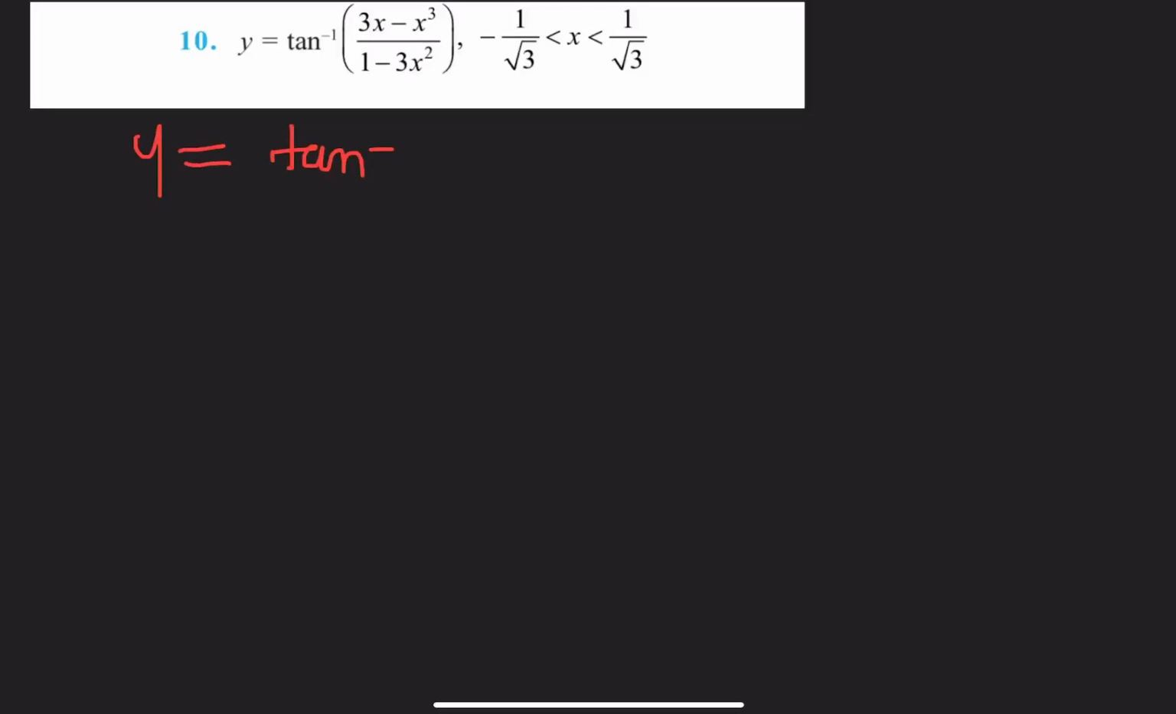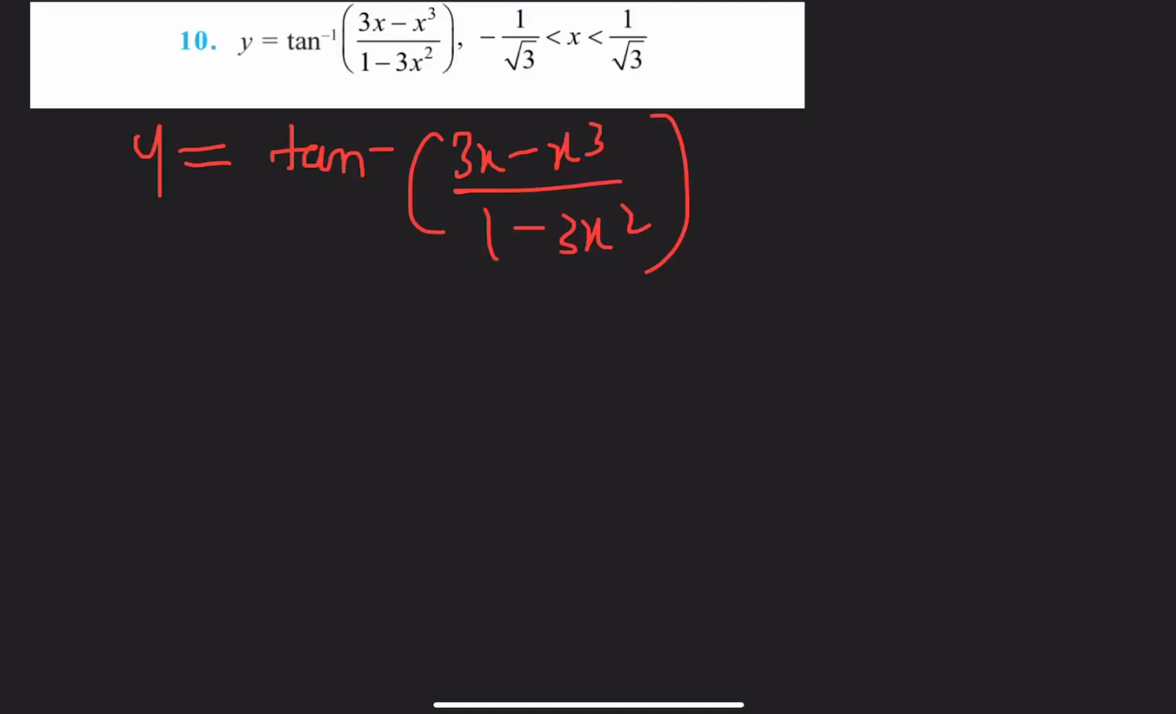Tan inverse of (3x minus x cube) upon (1 minus 3x square). Okay, this is the question. Now this kind of question is actually differentiation using inverse trigonometry, which we cannot directly solve using the formula for tan inverse. It will become very complicated. We first have to simplify this whole bulky expression, then only we can put the formula for tan inverse as differential, because this is otherwise going to be very difficult to solve such a big expression.